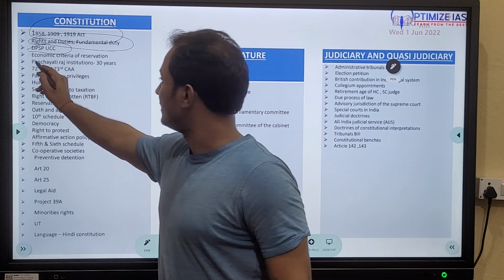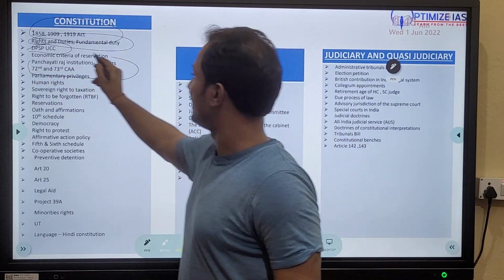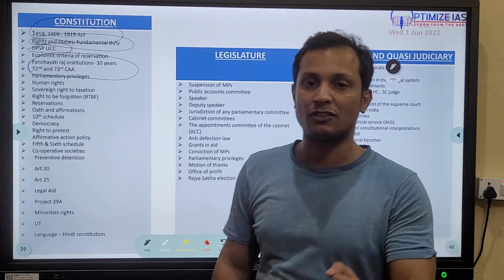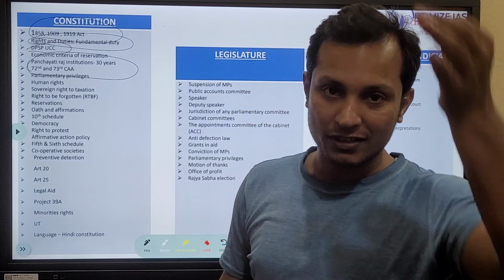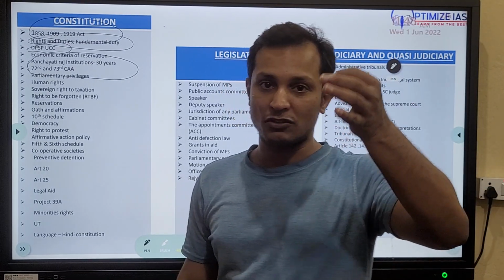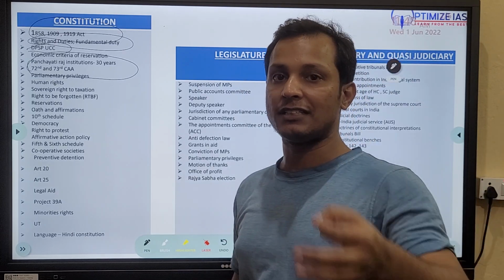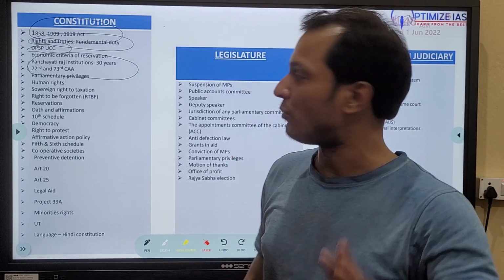Next we see this year we are celebrating 30 years of Panchayati Raj institutions, the 72nd and 73rd Constitution Amendment Acts. Very important. What are the various provisions? What are the various constitutional bodies which are created under the 72nd and 73rd Amendment? It is very important, guys.